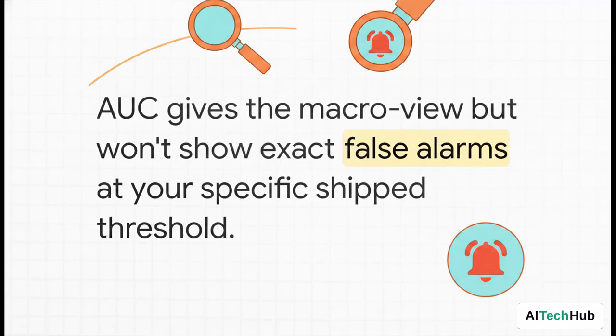But the crucial point here is understanding the limits of AUC too. It is absolutely perfect for understanding general model quality and comparing models side by side. However, AUC won't tell you exactly how many false alarms you're going to get at the specific threshold you actually ship with in production. For that operational, day-to-day reality check, you still absolutely need your precision and recall metrics. Think of AUC as your overall macro view, not the operational micro view.